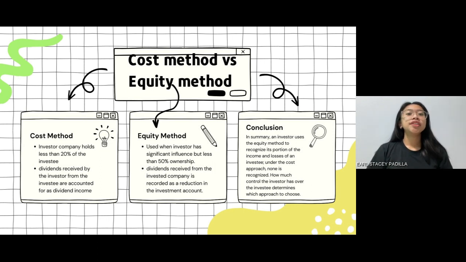To conclude, of the two methods, equity and cost method, an investor uses the equity method to recognize its portion of the income and losses of an investee, while under the cost method, none is recognized. How much control the investor has over the investee determines which approach to use.